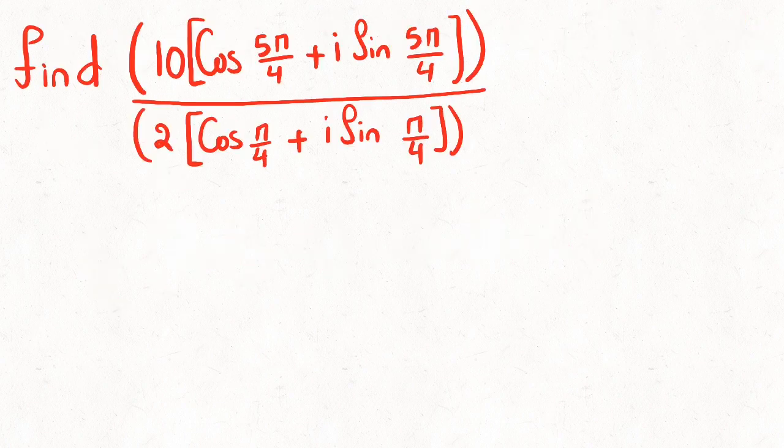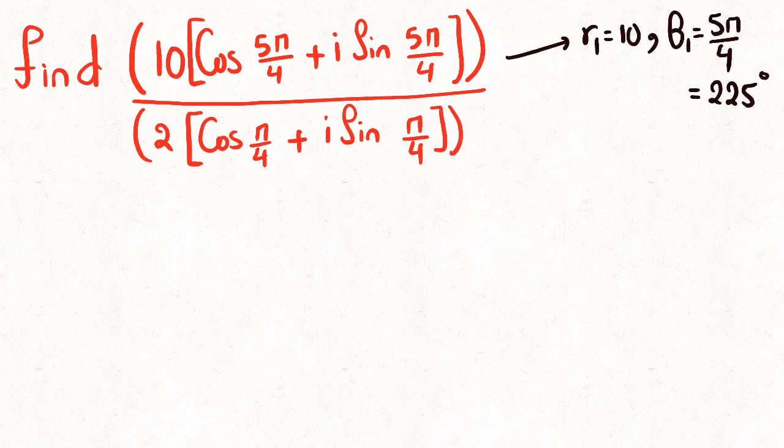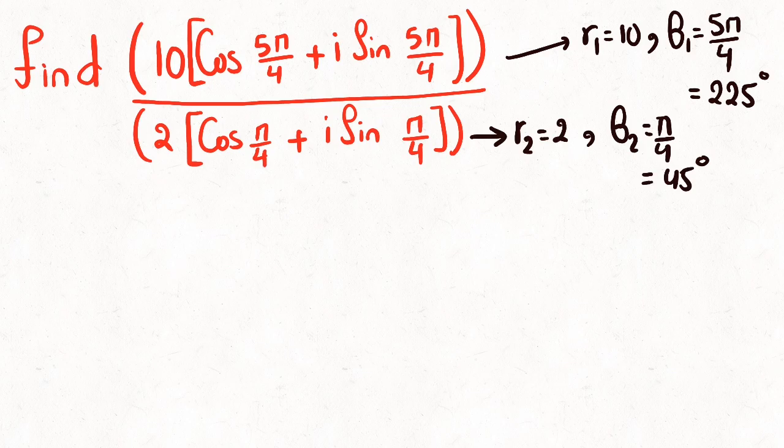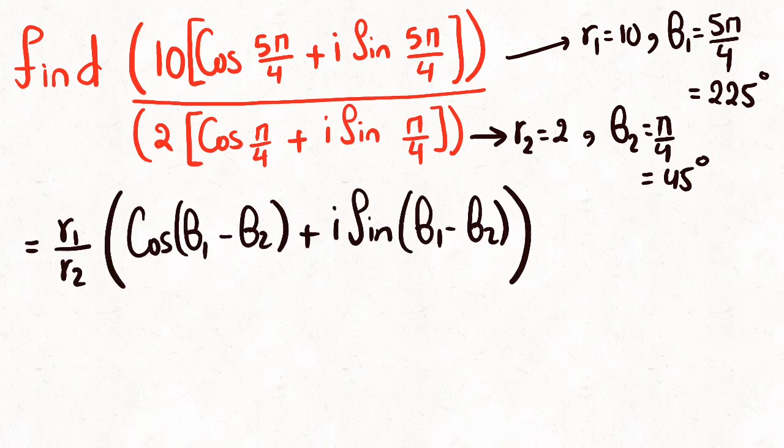For the next example, you can predict that r1 equals 10 and theta 1 equals 5 pi over 4, which is 225 degrees. r2 equals 2 and theta 2 equals 45 degrees. All you have to do is just recall the rule and apply it as you will see in front of you.